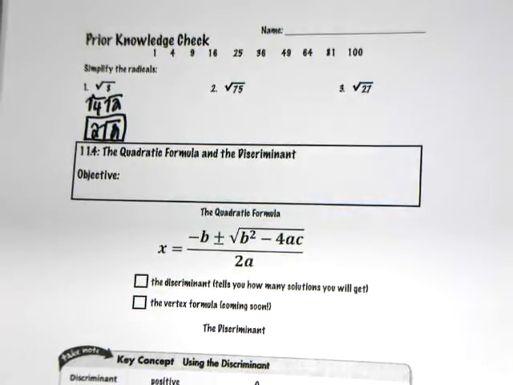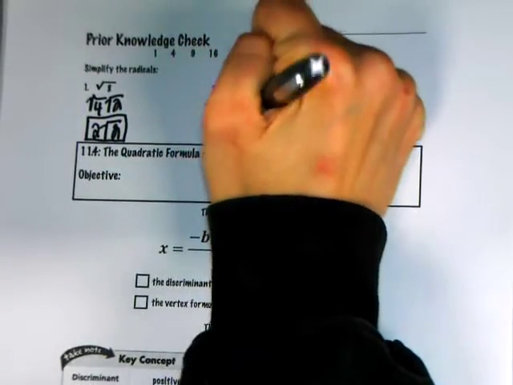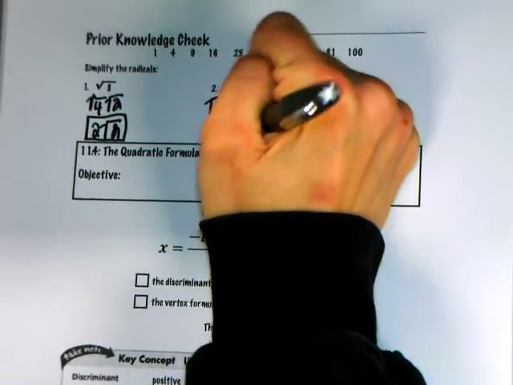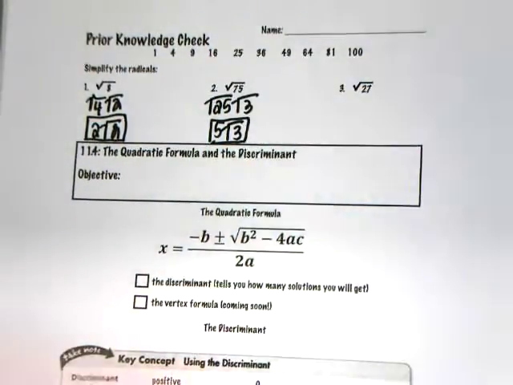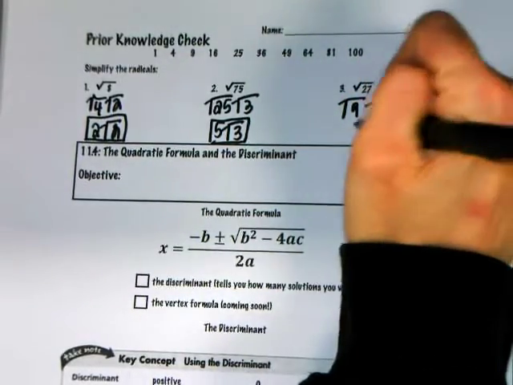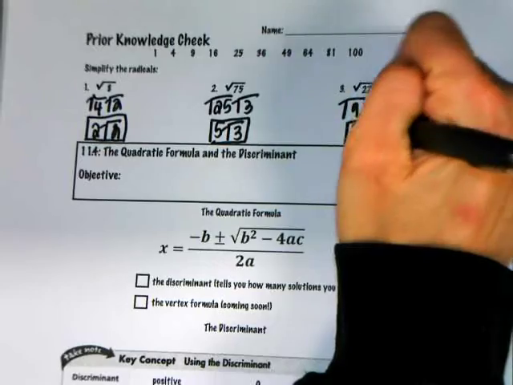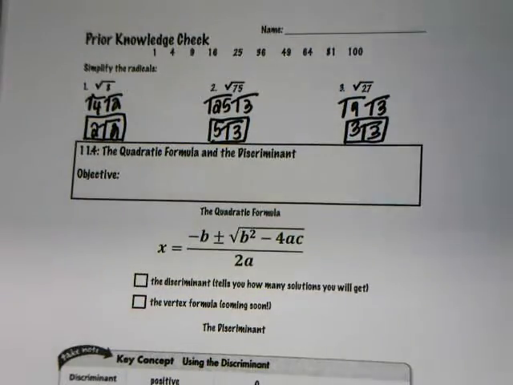What about 75? Yeah, 25 and 3. So 5 radical 3. And then 27? Yep, 9 and 3. So 3 radical 3. Do you have any questions on how to do that? Because that's necessary to know.